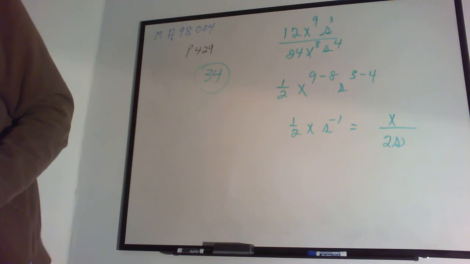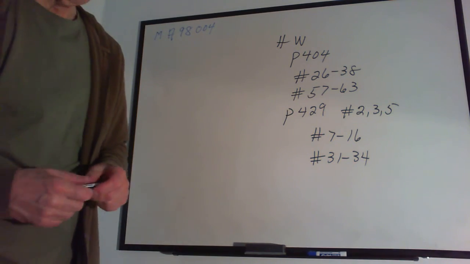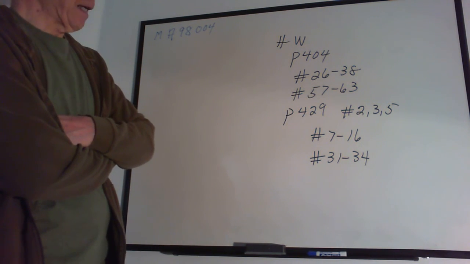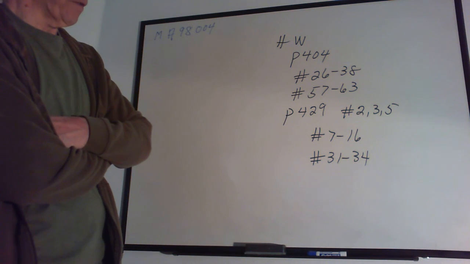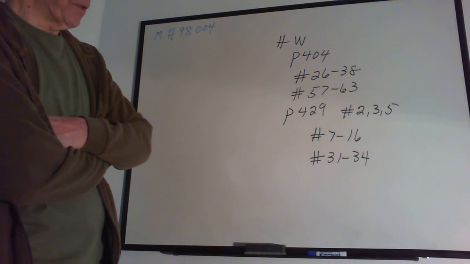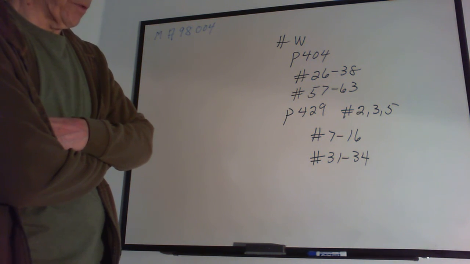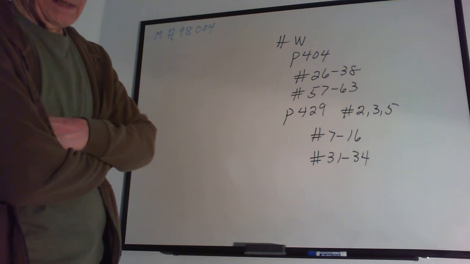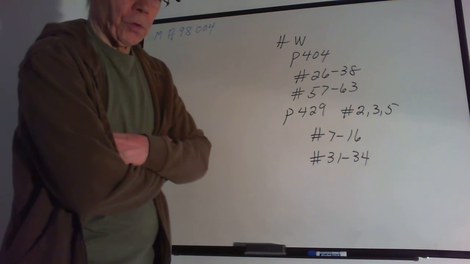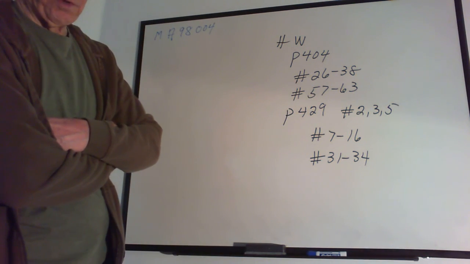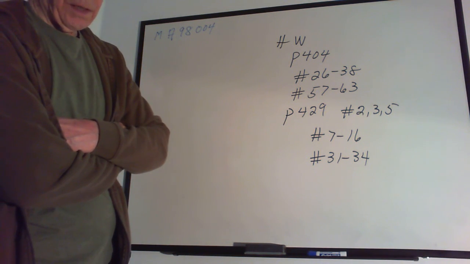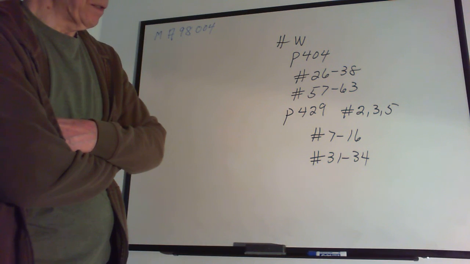All right, your homework is page 404, numbers 26 through 38, numbers 57 through 63. Page 429, numbers 2, 3, and 5. Numbers 7 through 16, numbers 31 through 34. We just about finished this chapter, so probably on Monday I'll put a test up for you. I will send you by email a pre-test so you can practice, and maybe give you a quiz on Friday.